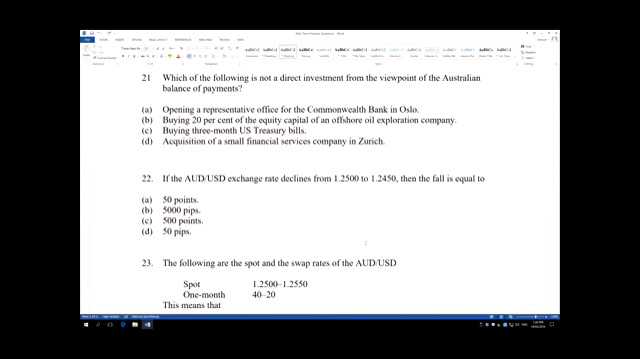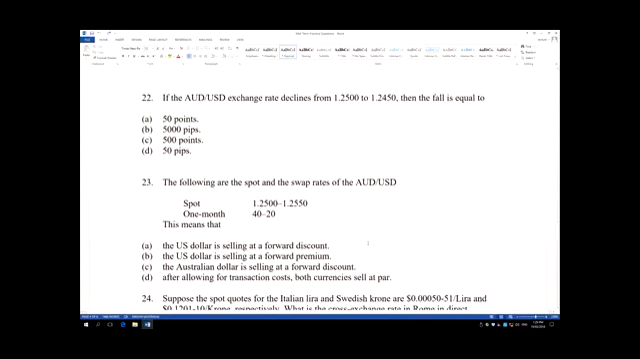Question 21. Which of the following is not a direct investment from the Australian balance of payments, A, B, C, D? Remember, direct investment is about you don't have control. So the answer to that one is C. Question 22. If the Australian dollar US dollar exchange rate declines from 0.25 to 1.245, the fall is equal to A, B, C, D? A, yep.